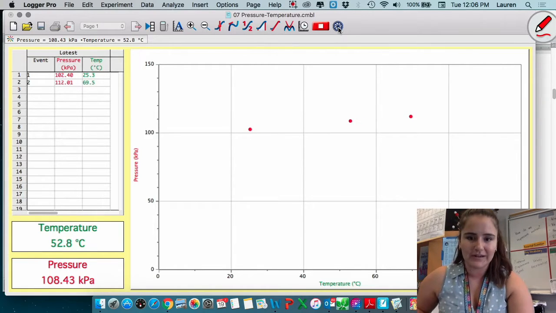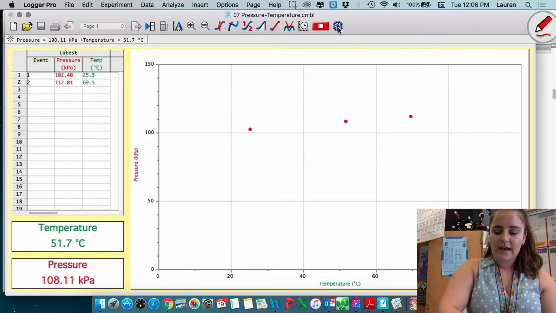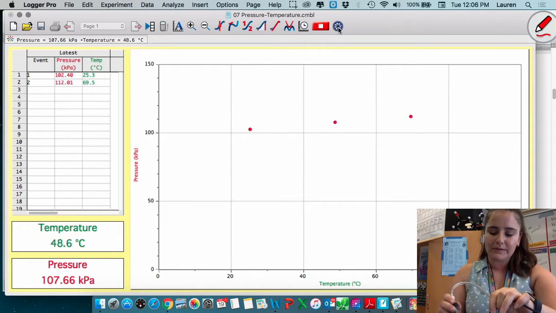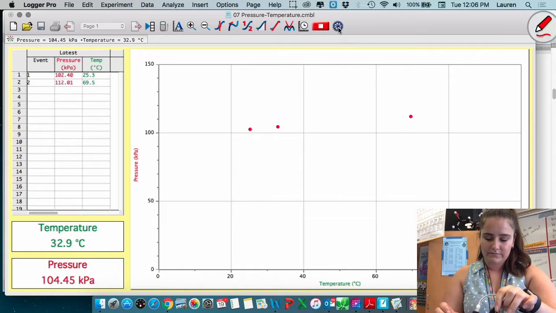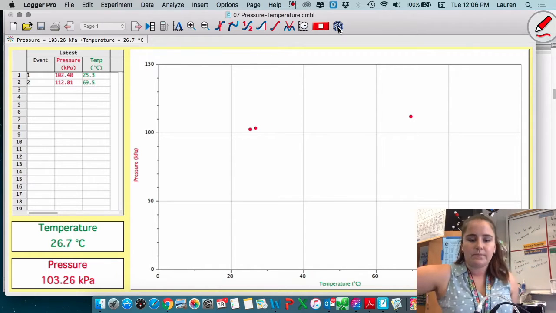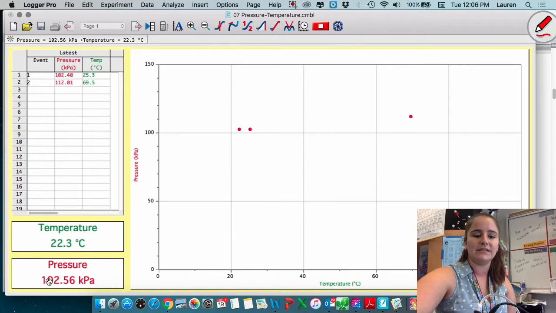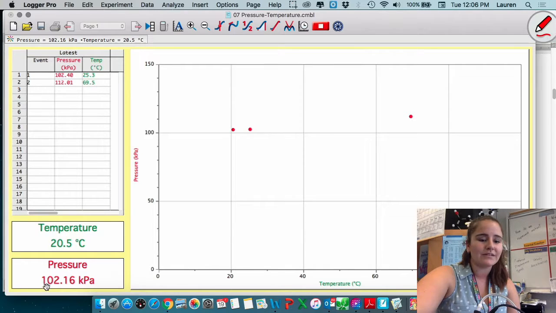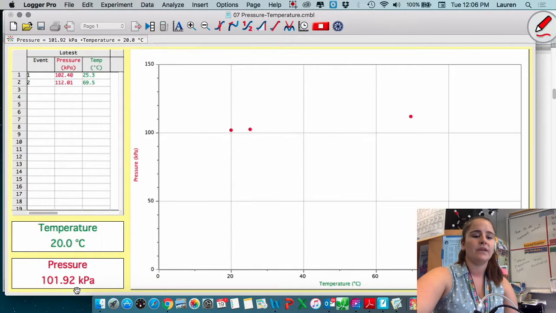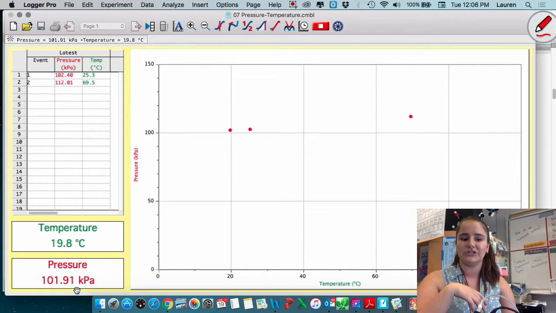So here's some cold water. Okay. And I'm going to cool the molecules down. I'm going to let them sit in there and cool down. You can see as they're cooling down, the pressure is decreasing. Before it was at 112, now it's cooling down to 102 as the temperature drops. We'll see how far down the pressure goes.